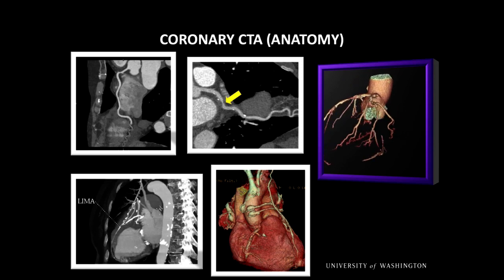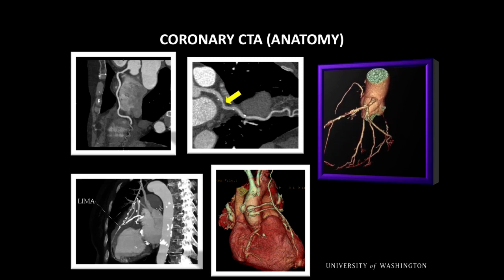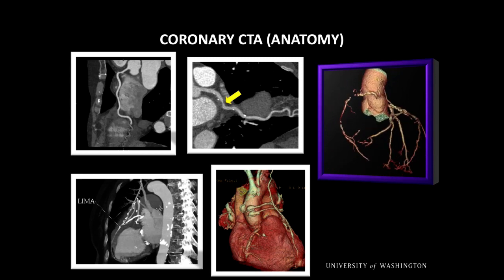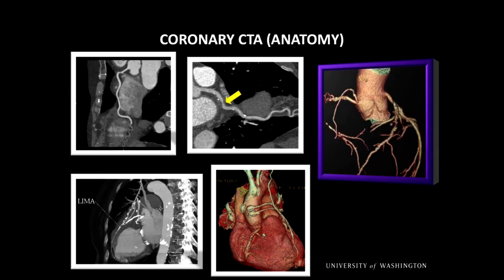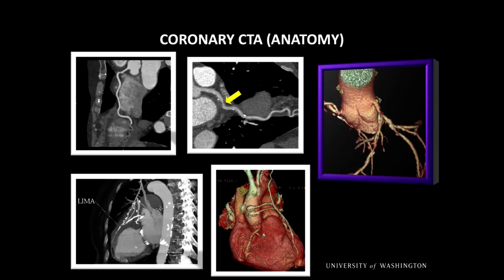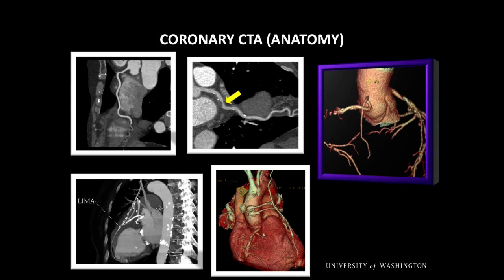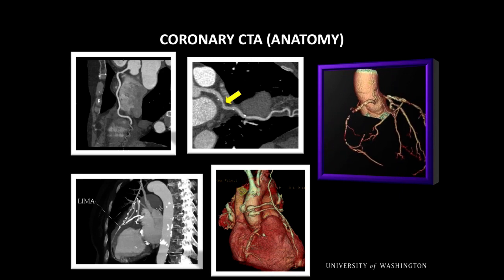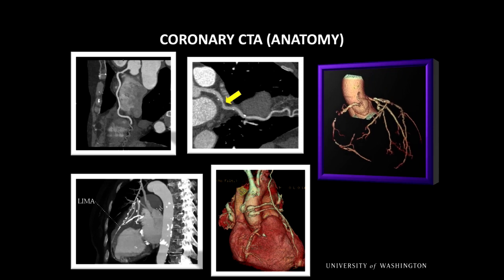And we can see on the upper left is a normal coronary artery and a good image quality. And then at the center of the screen at the top with the yellow arrow is a coronary artery with a significant obstruction that we're seeing there. And then the bottom images show bypass grafts. So with coronary CTA, we're able to get a pretty good view of bypass grafts and the anatomy.